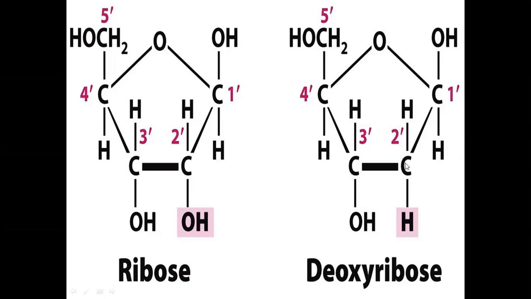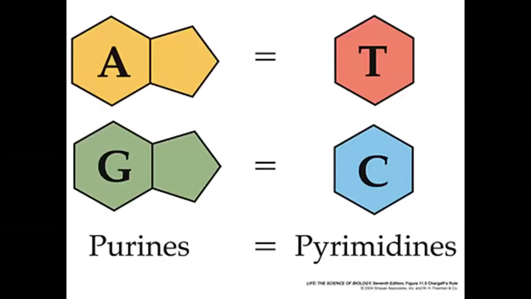Only a small change is there in the groups that are attached to the second carbon. Ribose has a hydroxyl group, whereas deoxyribose has only a hydrogen. So one oxygen is missing. That's why this molecule has got the name deoxyribose sugar. So one oxygen is missing in deoxyribose when compared to ribose.